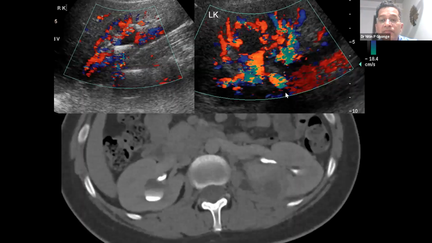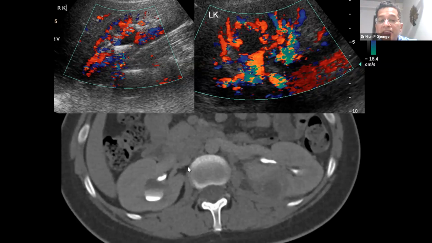What is this? So you can see the Doppler image of the right kidney, the Doppler image of the left kidney, and this is the CT urography image of both kidneys in a single image. And you can see there is a cystic lesion here with a fluid level, dark and bright, and this is showing contrast opacification. So this is a calyceal diverticulum.